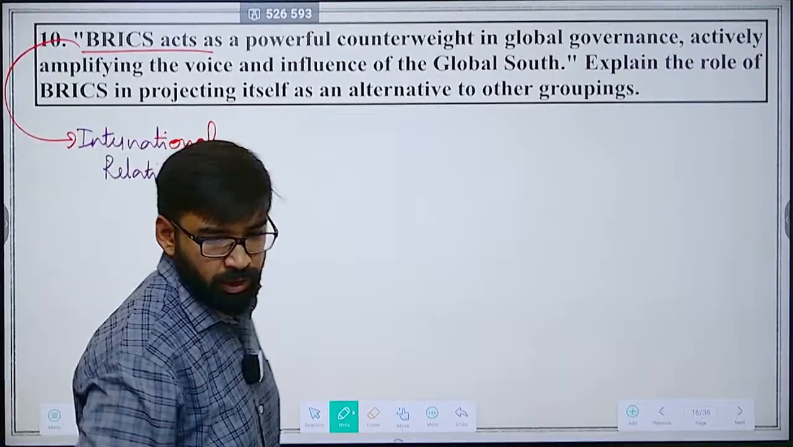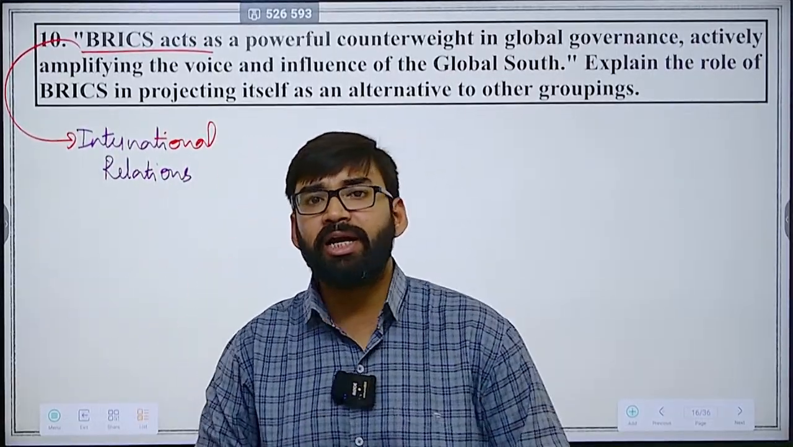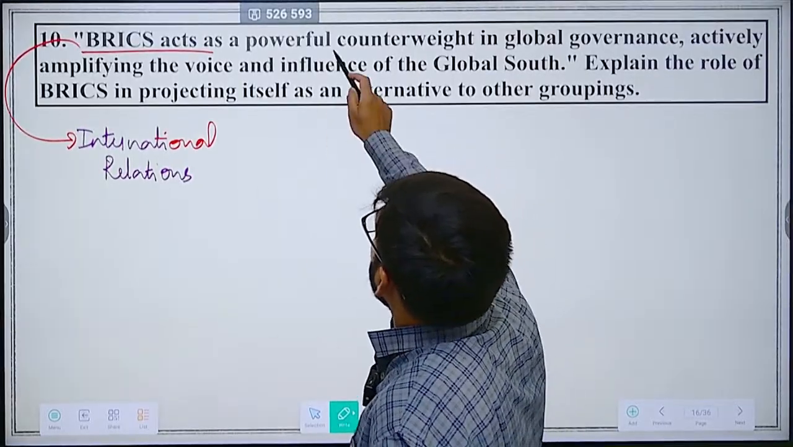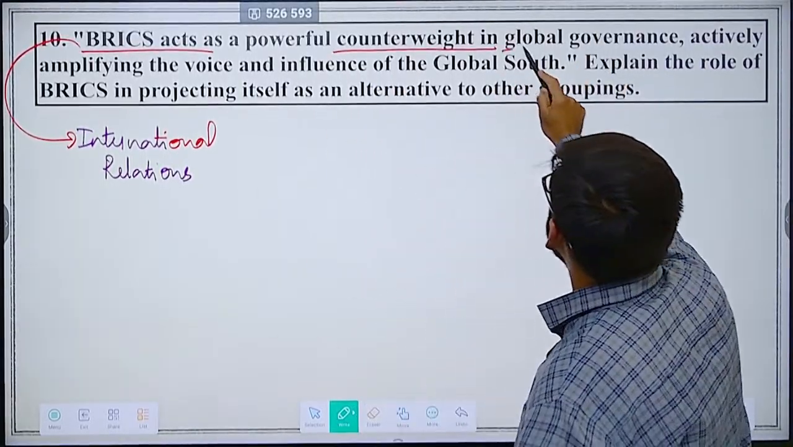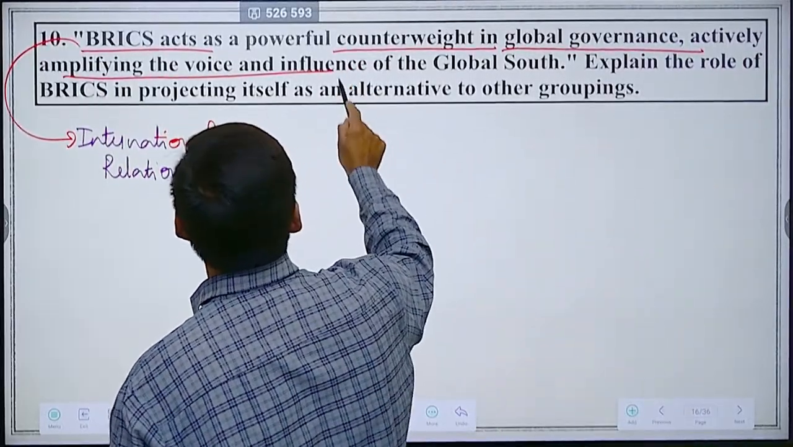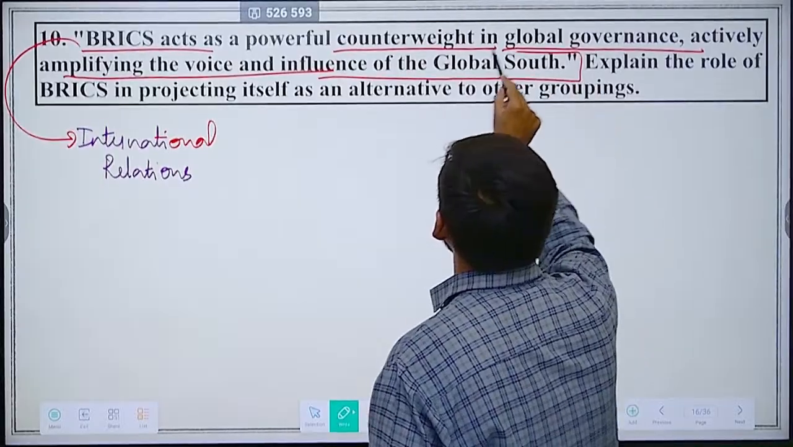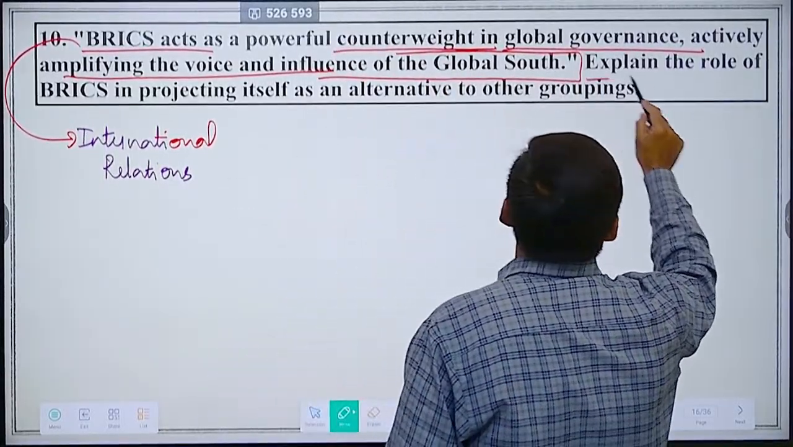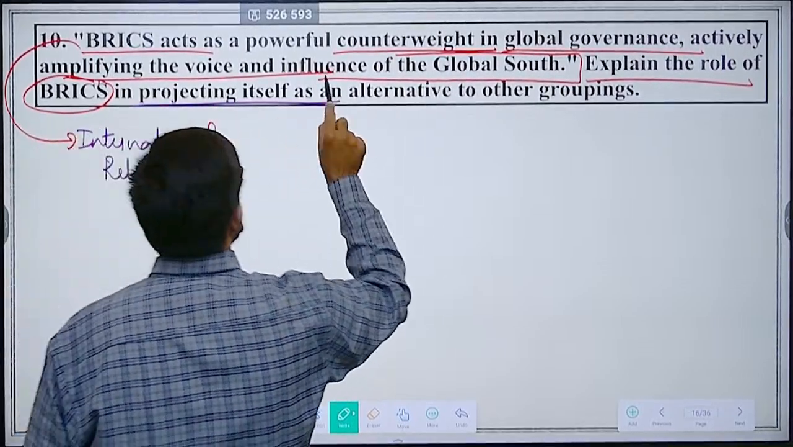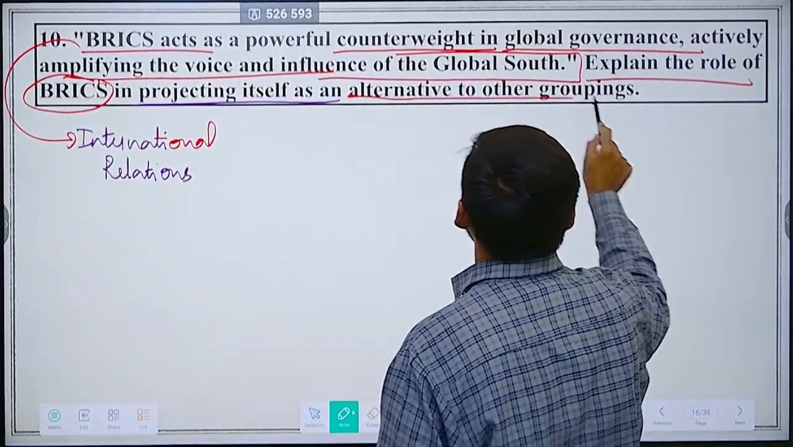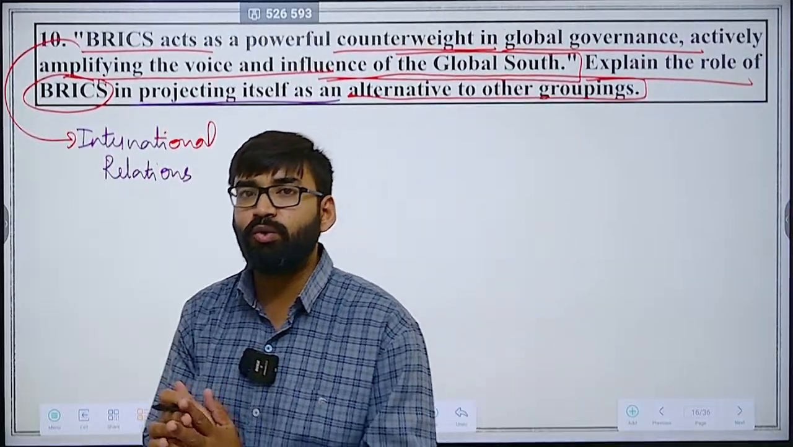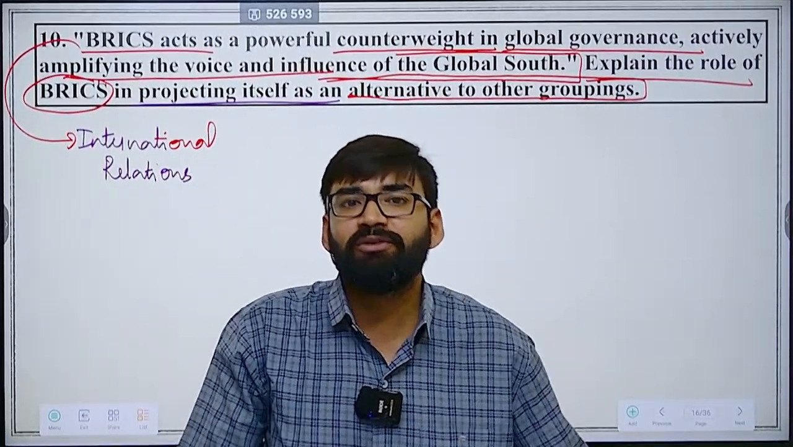Fine. So this is also related to international relations. Now, BRICS acts as a powerful counterweight in global governance, actively amplifying the voice and influence of the global South. Explain the role of BRICS in projecting itself as an alternative to other groupings. Yes, it is something related to West and anti-West attitude.